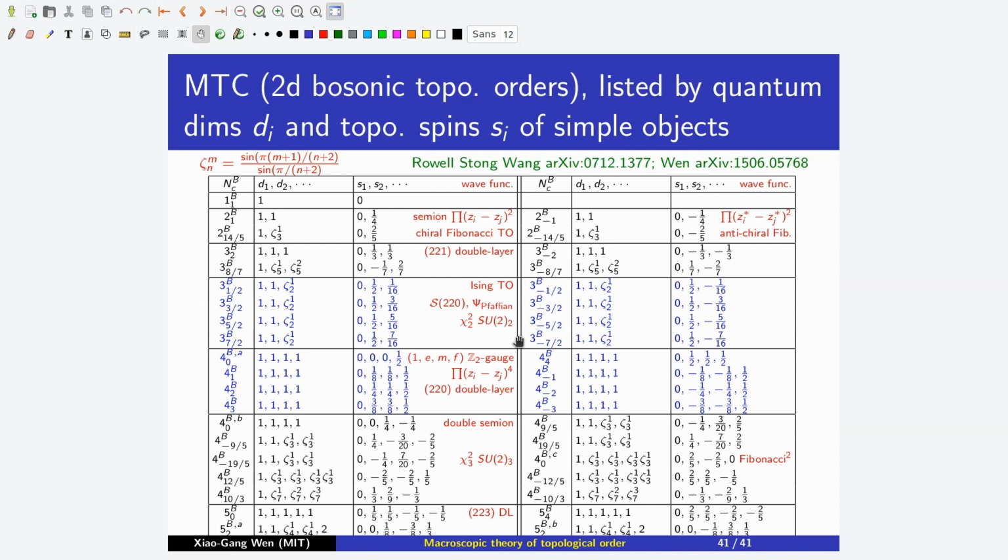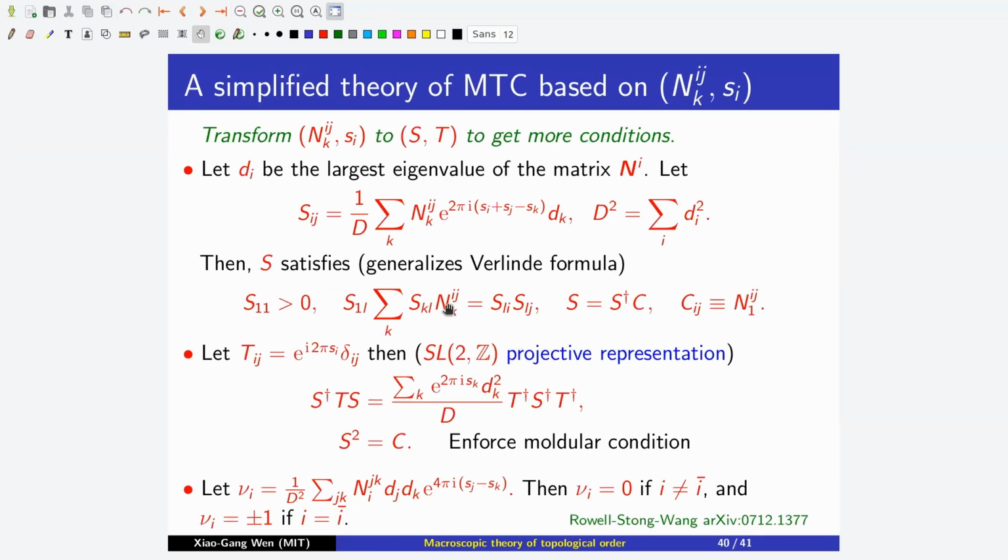Why is the problem in trying to do the generalization for fermions? Oh, yeah. Thank you. For the fermion, it's called a supermodular category. We have a similar thing for fermion systems, but it's more complicated. Fermions have N_IJK and everything, but the S matrix is not invertible. So fermion is not modular, so it's not SL(2,Z). So then we suddenly miss a lot of conditions. Then there's a way to try to fix it. Actually, one way to fix it is very simple.